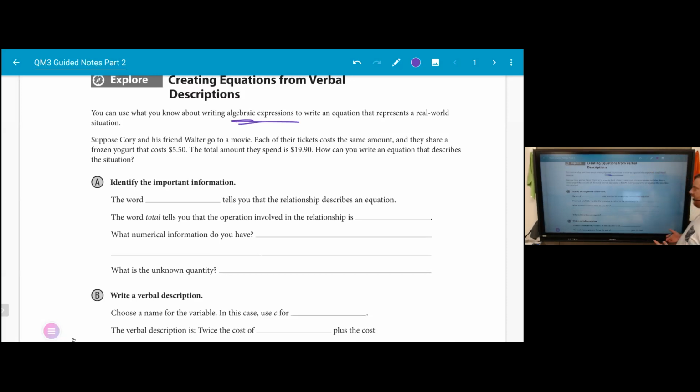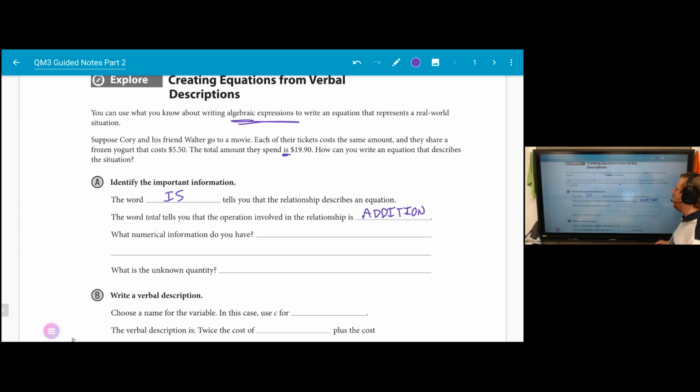So let's go ahead and take a look at this. What we're going to look at is identify the important information. There's a word in here that indicates that we have an equation. That word is "is." I like capital letters, right? The word "is" tells you that the relationship describes an equation. The word "total" tells you that the operation involved in the relationship is addition. And if you remember back, that's kind of what we were looking at in part one, right? We looked at those academic words, those math vocabulary words that mean these things.